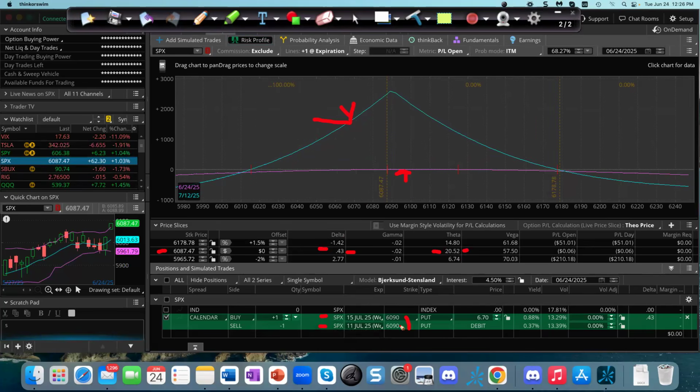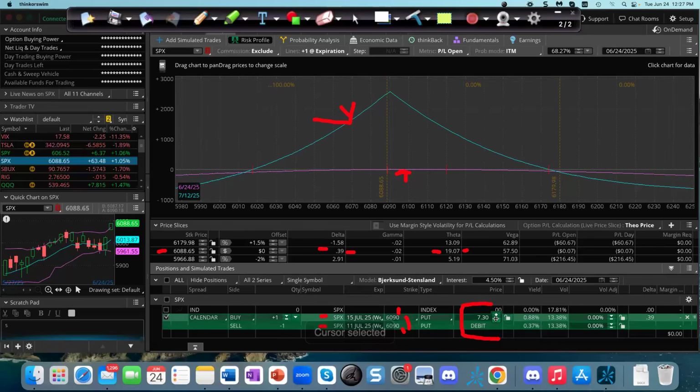How do you make money in a calendar? Your shorts, because they expire July 11th, will decay quicker than your July 15s. So it's a debit transaction. Your risk is what you pay. So here, $5 or $6. If I pay, let's say, $7 for this trade, the most I could lose is $7. And as time passes, that debit will increase as your shorts decay quicker than your longs.